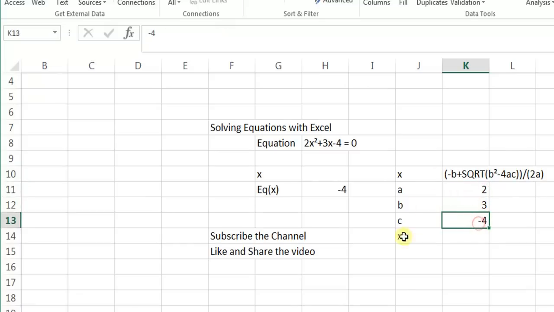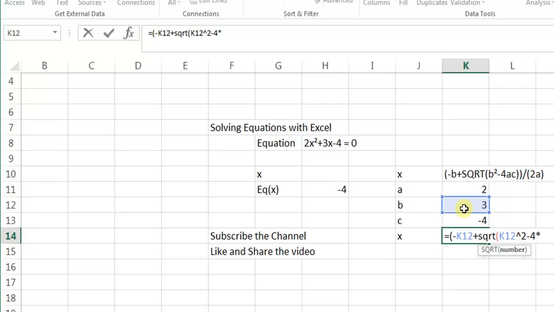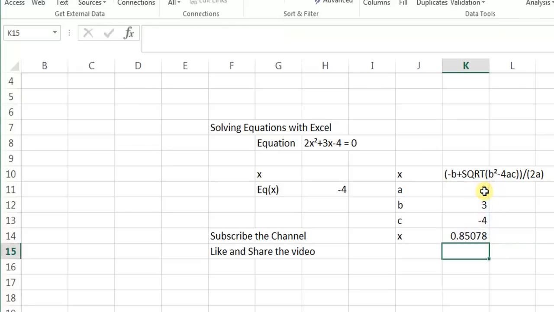We have written the same here, and here for the value of x we will create an arithmetic formula from which we can find the solution. So let us create the formula: minus b plus square root of b raised to 2 minus 4 into a into c, bracket closed, divided by 2 into a. Okay, so this shall be the solution, 0.85078.